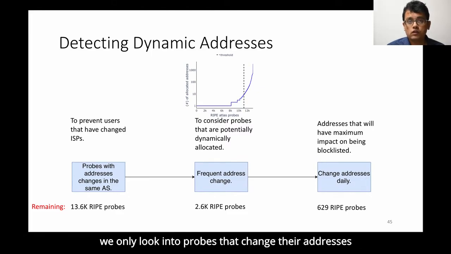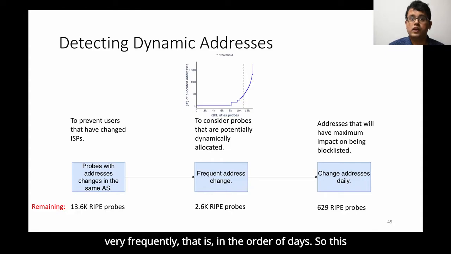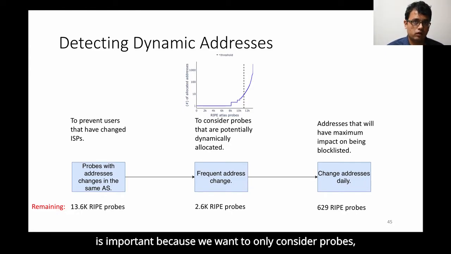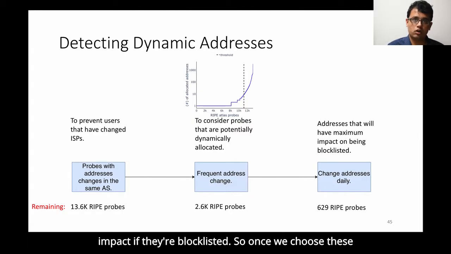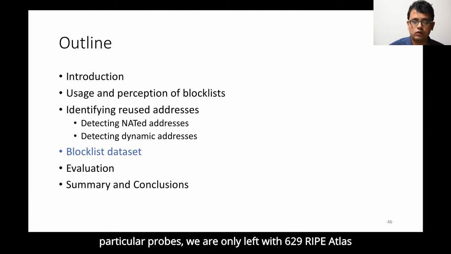Finally, we only look into probes that change their addresses very frequently, that is in the order of days. This is important because we want to only consider probes that are present in address prefixes that cause maximum impact if they're being blocklisted. Once we choose these probes, we are only left with 629 RIPE Atlas probes.